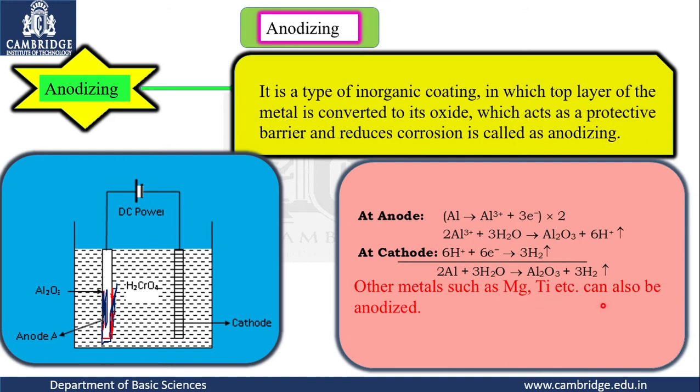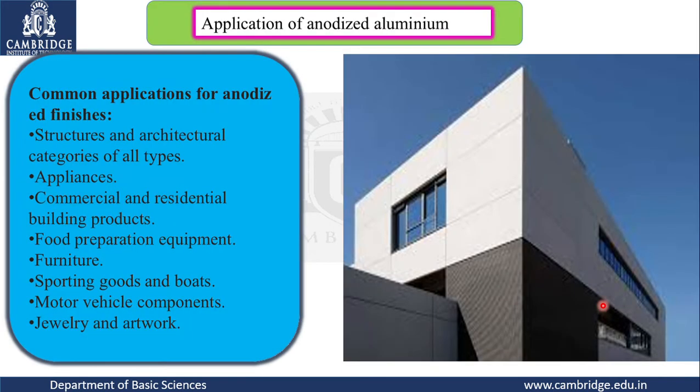And where are we using this anodized aluminum? It can be used in structural and architectural categories, in commercial and residential buildings. That is, window frames are made of this, sliding doors of offices are made of this, and furniture, etc. These are some of the examples. You will have to write up to here for this question.